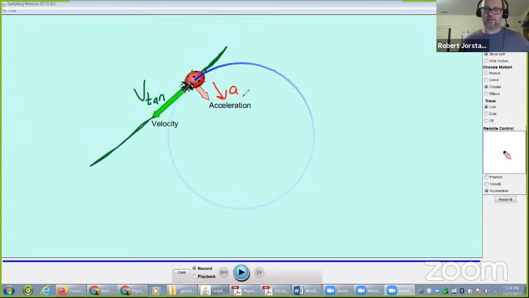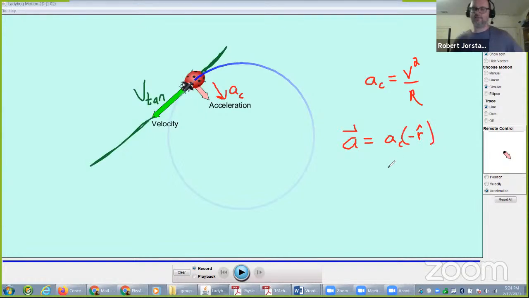Here's where people get a little confused when they read books sometimes. We are going to learn that AC is given by speed squared over the radius. In this case, notice that the acceleration vector would equal AC in the negative r hat direction. Take a second and make sure you believe that. The acceleration is in the negative r hat direction with this magnitude, this AC magnitude.